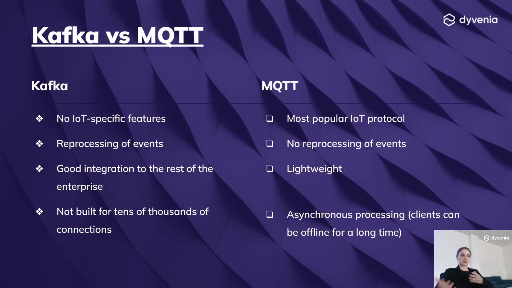MQTT is lightweight, which is also very nice. Kafka has nice integration with a lot of other already existing projects and programs. Kafka is not capable of handling well tens of thousands of connections to different consumers and producers. MQTT has asynchronous processing, so clients can be offline, it's okay.